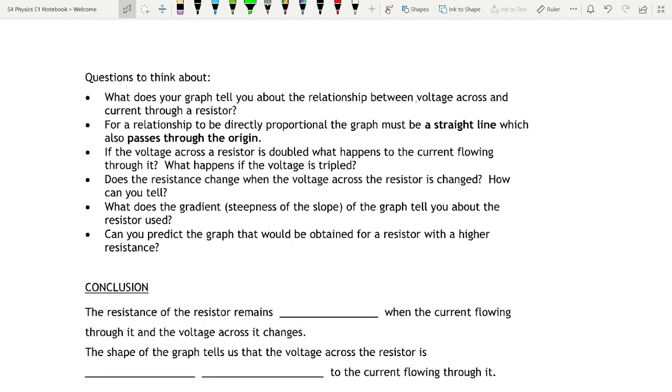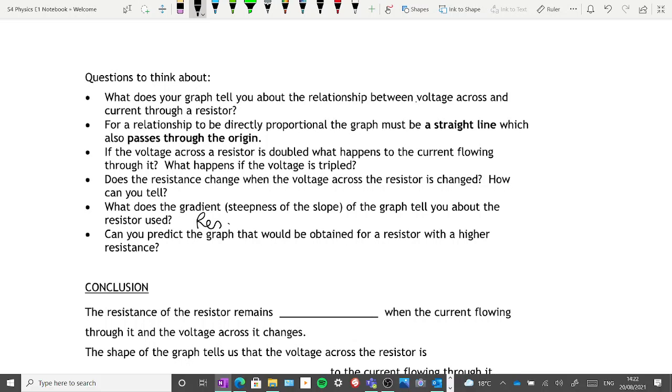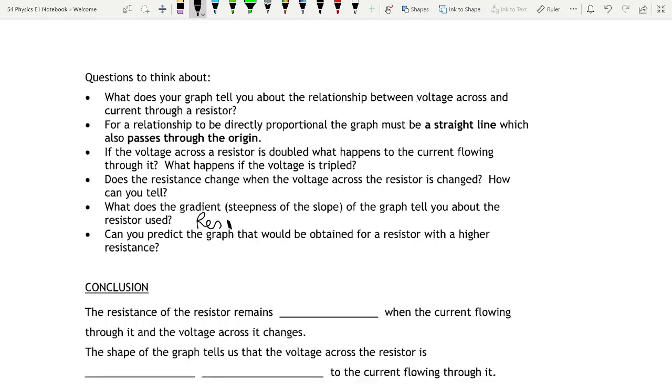What does the gradient, the steepness of the slope, tell you about the resistor used? We just said that. What does the gradient equal? Voltage over current, or resistance? Yeah, resistance. For some reason that's not working, I'll leave it as resi.